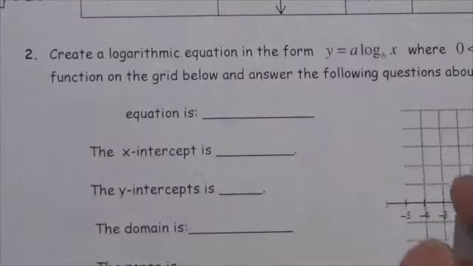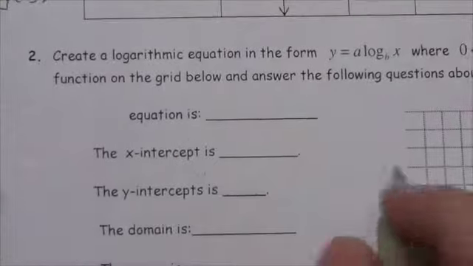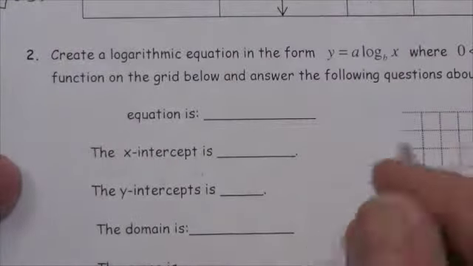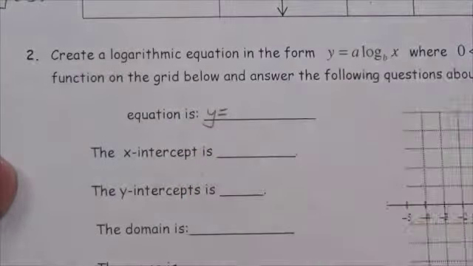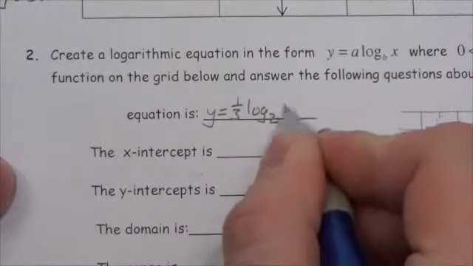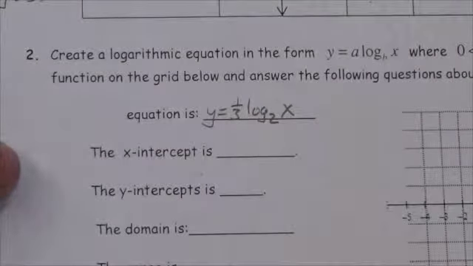Create a logarithmic equation in the form y equals a log base b of x, where a is between 0 and 1 and b is greater than 1. Graph the function on the grid below and answer the following questions about your graph. Okay, so in this question here, I'm just told to create a logarithmic expression where the coefficient is between 0 and 1 and the base is a number greater than 1. I don't know, let's say 1/3 log base 2 of x. Why not?